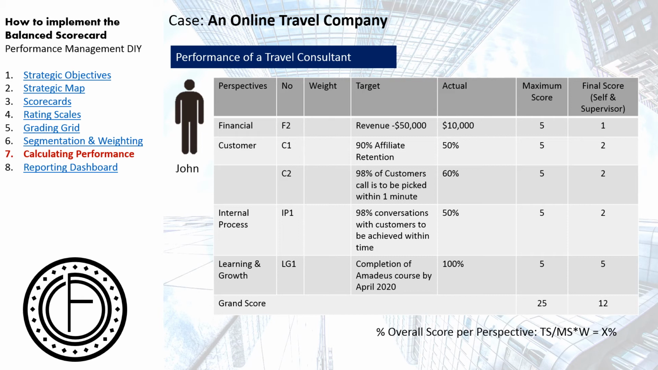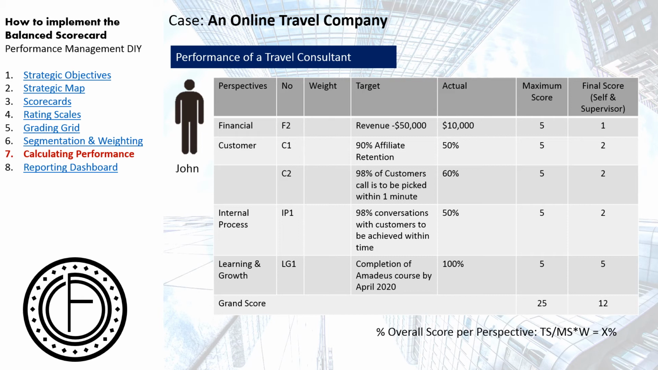Now, under customer, his target is 90% affiliate retention, meaning retaining their affiliates. Those who sell for the company, he needs to retain 90% of them. He was able to achieve 50%. The maximum score he can get is 5. The final score he got, based on the performance dialogue between himself and his supervisor, was 2. So if you go to C2, his target was to retain 98% of customers. He did 60%. The score is 2.